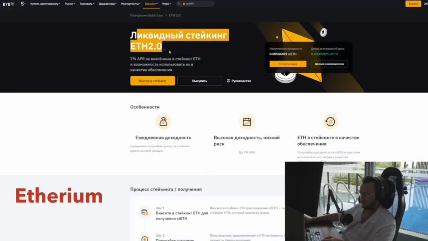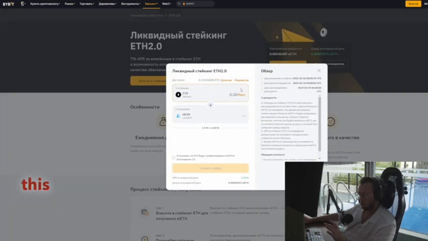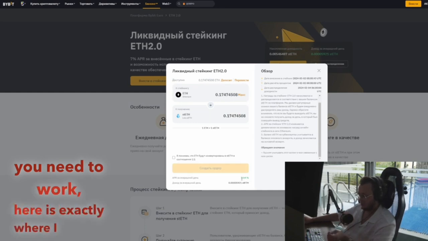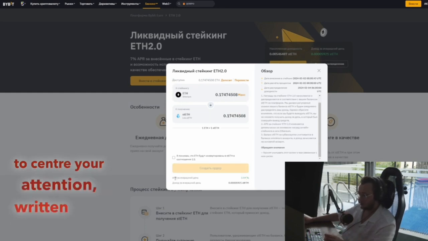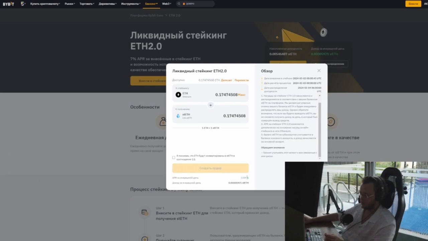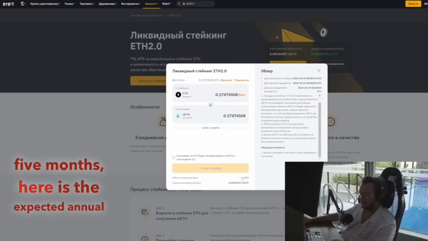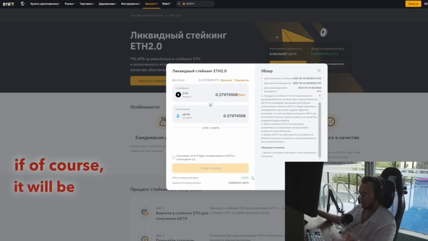In buying Ethereum 2.0, it's unique. This is not simply a one-click deposit on an exchange. Here it is specifically through such an interface you need to work. Here is exactly where I wanted to center your attention. Written APR for yesterday is 3.5%. It has stayed approximately the same way for the last 5 months. Here is the expected annual income, if, of course, it will be this way all year.